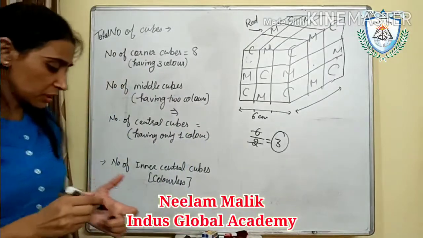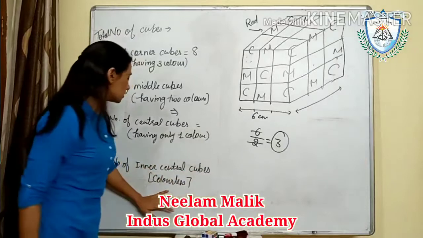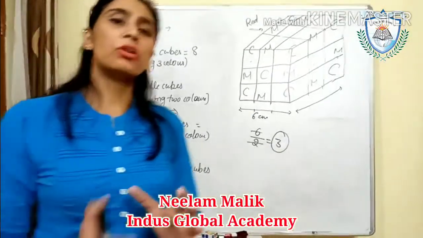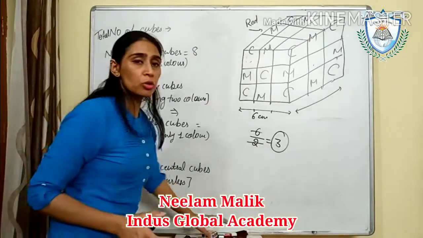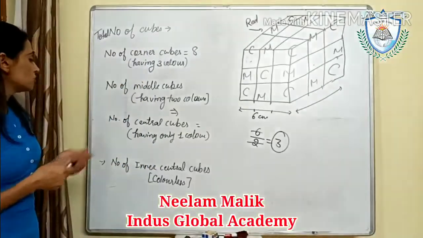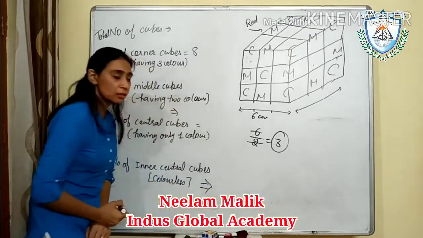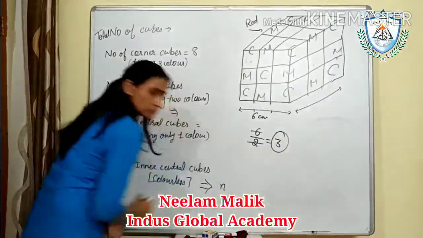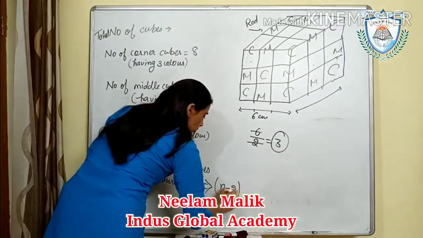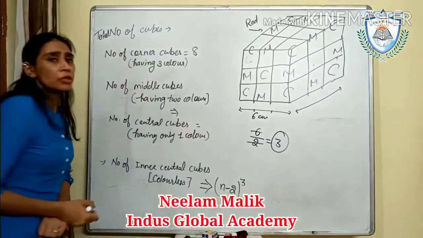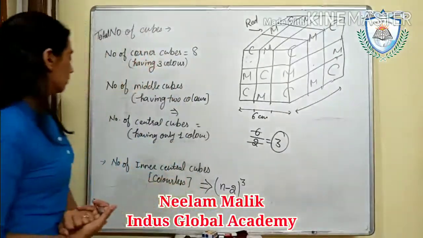First we will start with the number of cubes. The number of inner central cubes means the number of cubes that have no color, or we can say colorless. So the number of cubes that have no color, or colorless, you can write here n minus 2 whole cube, n minus 2 whole cube.